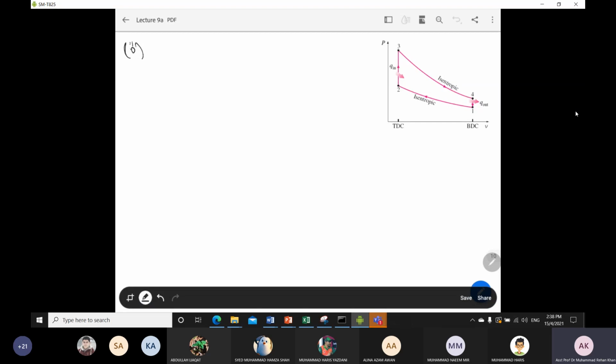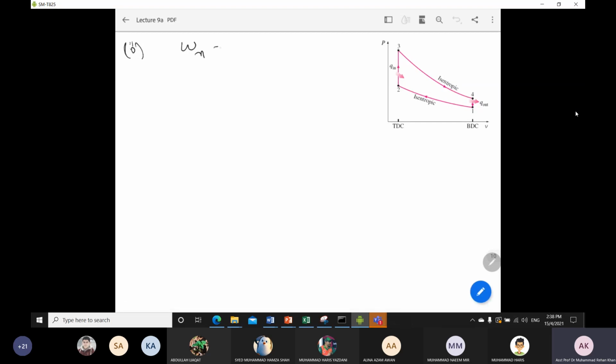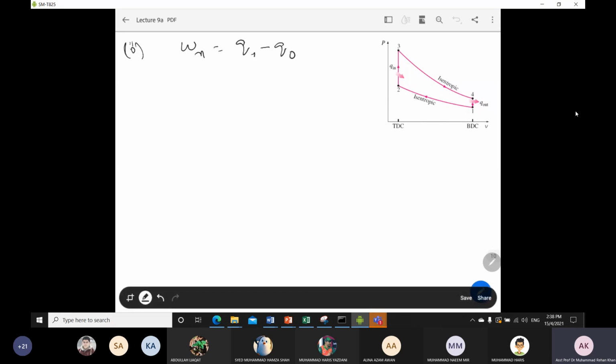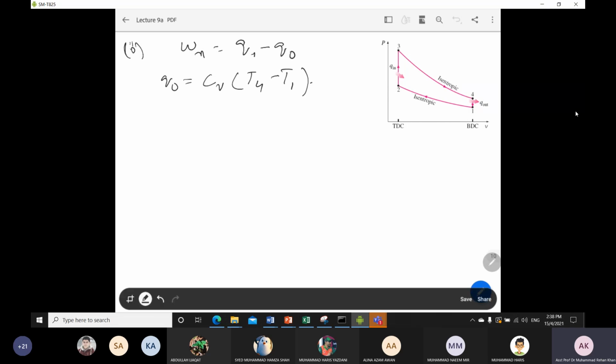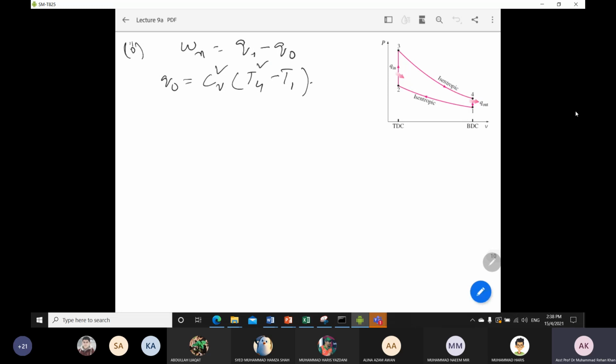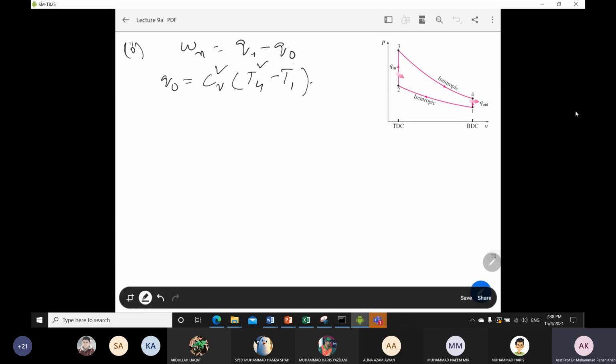For W net, you have to find Q in minus Q out. Q in is given in your question, and Q out is equal to, as we already talked about in the first slide, Cv times (T4 minus T1). Here Cv you can easily find from your thermodynamic table. You have to find T4, because T4 is not known to us, and T1 is given in your question. So how do we find T4?